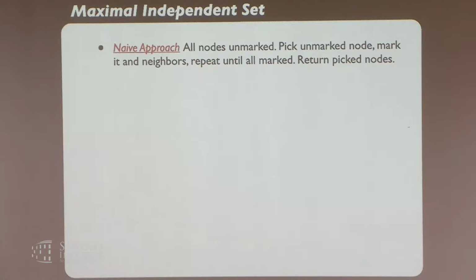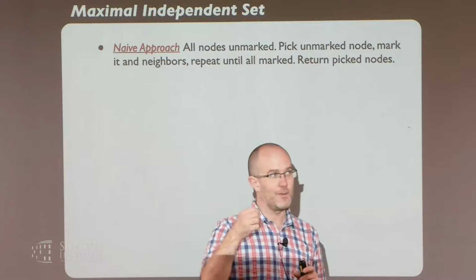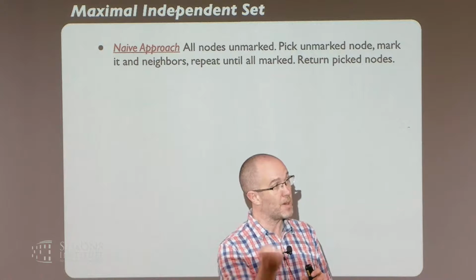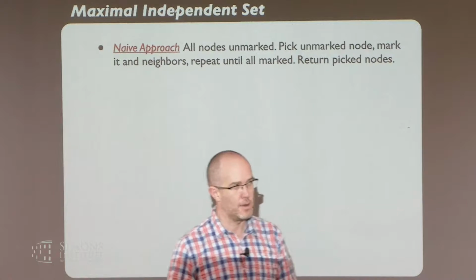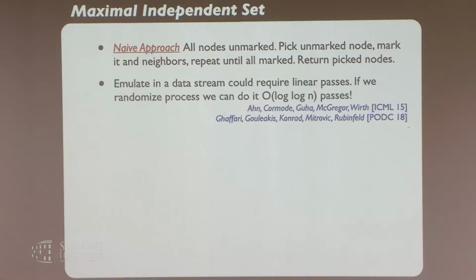Now you go to the second pass. Amongst the nodes that haven't been marked as deleted, you pick one, go through a second pass, find all its neighbors, and mark them as deleted. Keep on going. This seems like it could involve many, many passes. In fact, that vanilla idea could involve a linear number of passes, where n is the number of nodes in the graph.